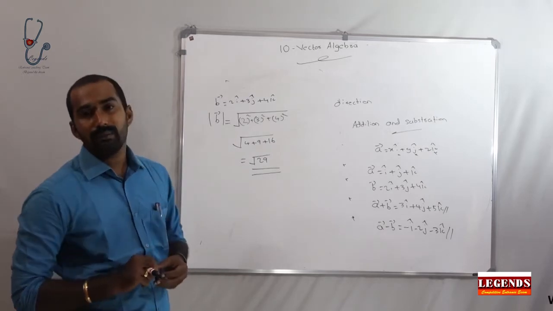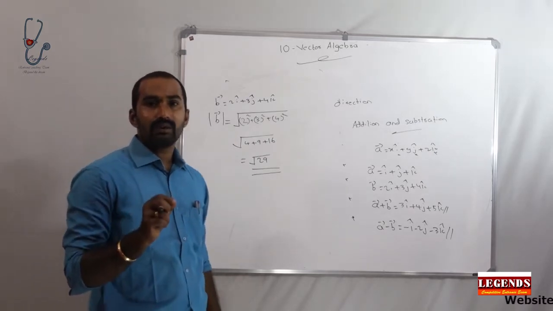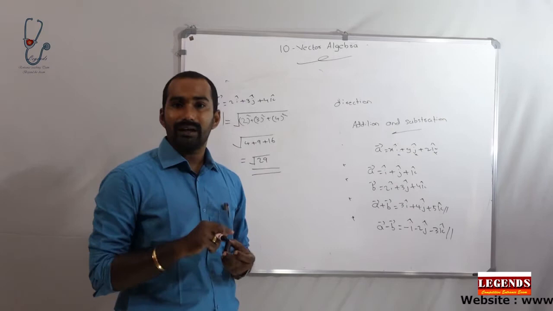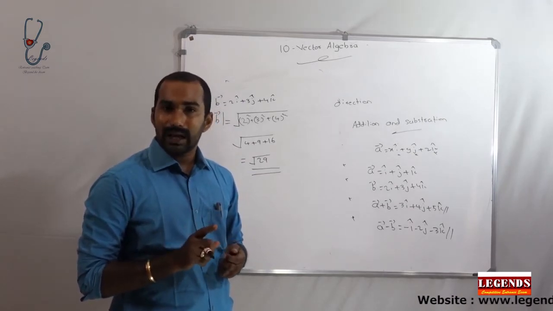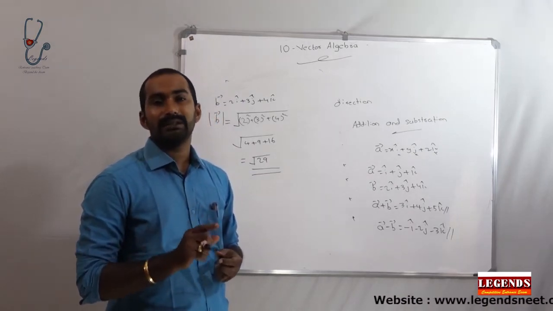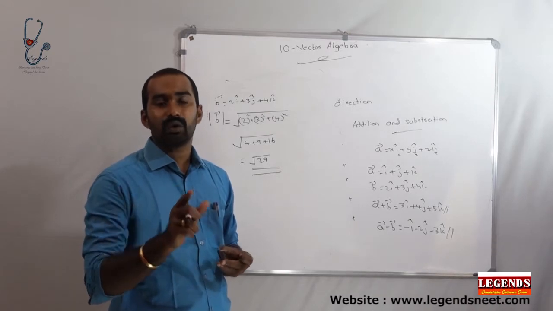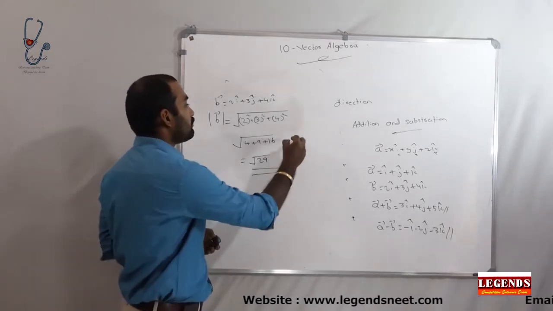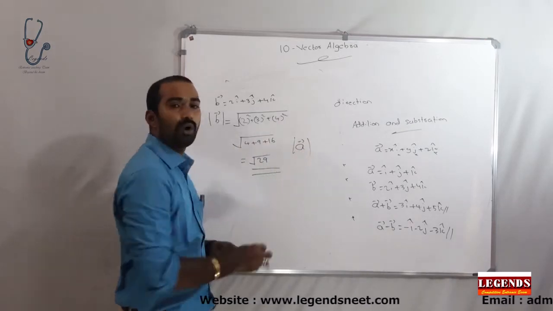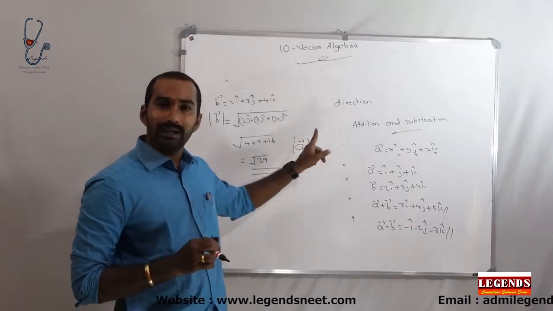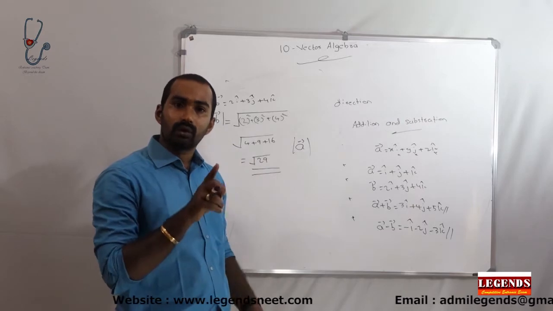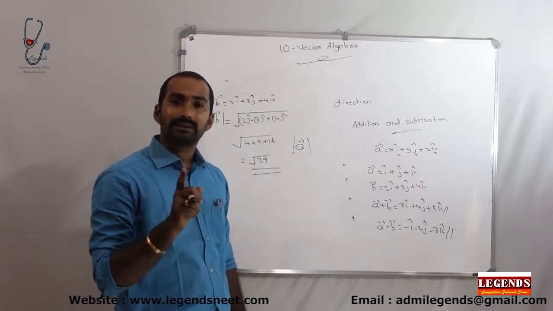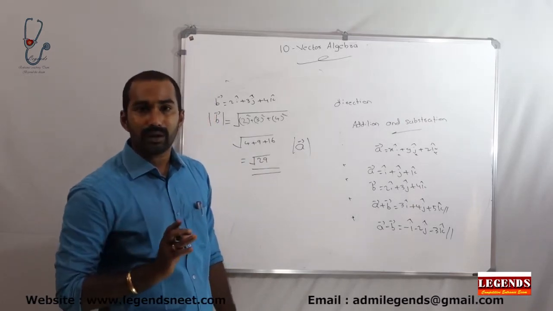Next, the magnitude of a vector. How can we find the magnitude of a vector? The general form of any vector is a vector equal to xi plus yj plus zk. This is the general formula of any vector. The magnitude is symbolically represented as magnitude of a, which is equal to the square root of x square plus y square plus z square.